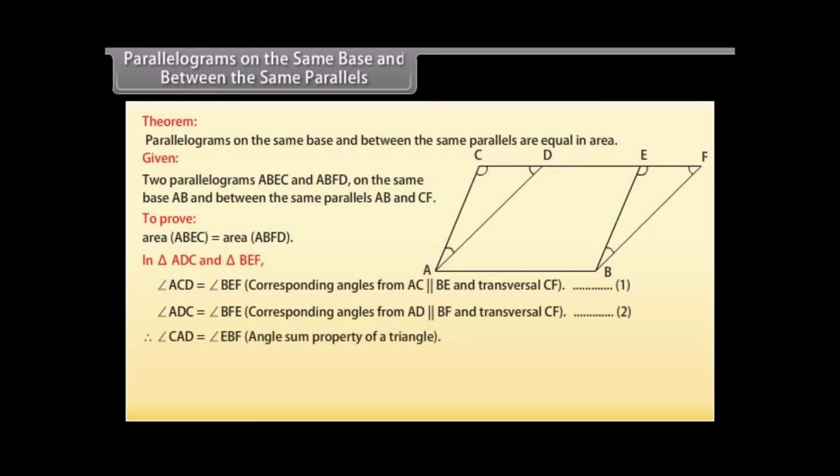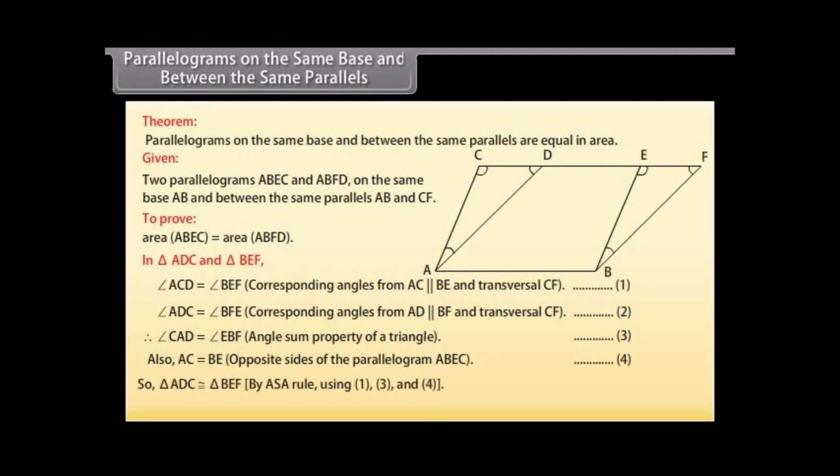Therefore, angle CAD is equal to angle EBF, by the angle sum property of a triangle. Mark it as 3. Also, AC is equal to BE, opposite sides of the parallelogram ABEC. Mark it as 4. So, triangle ADC is congruent to triangle BEF by ASA rule using 1, 3 and 4. Therefore, area of ADC is equal to area BEF because congruent figures have equal areas.